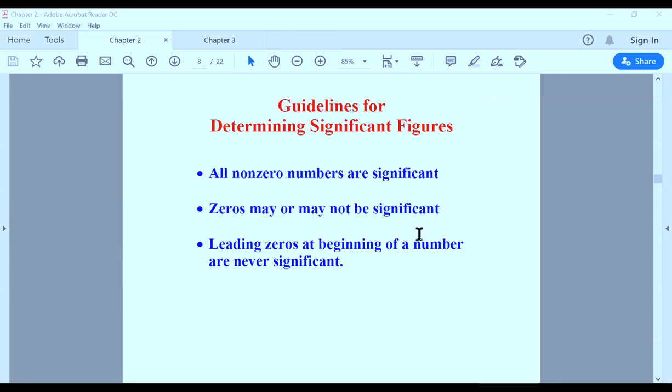We'll also practice it. All non-zero numbers are significant. Zeros may or may not be significant. Wow, that's helpful. But anyways, leading zeros at the beginning of a number are never significant. When you have zeros at the beginning, they're never significant.